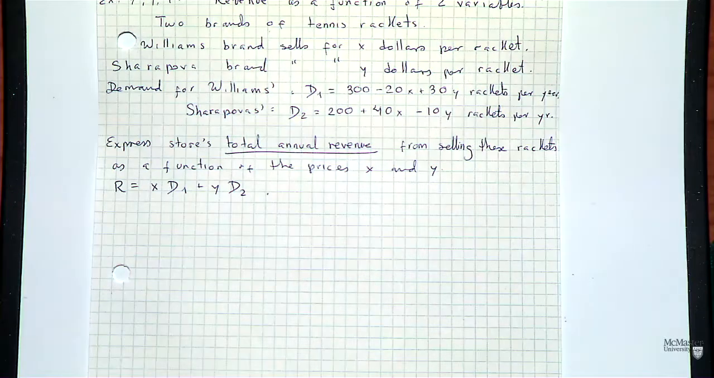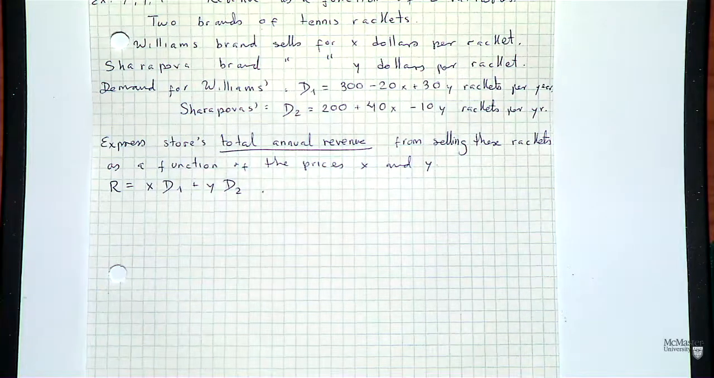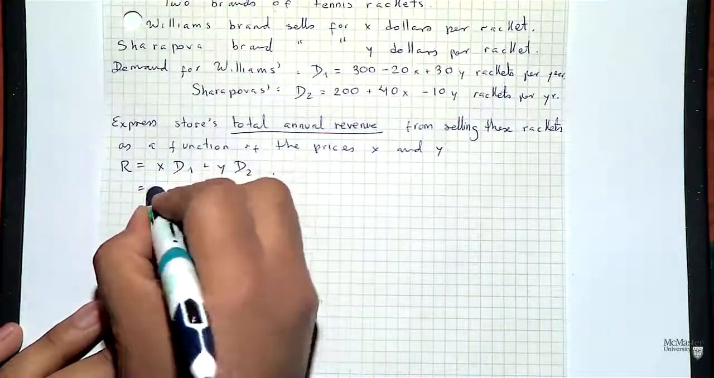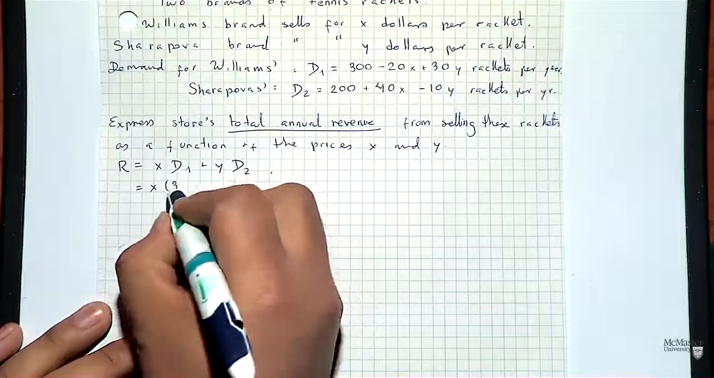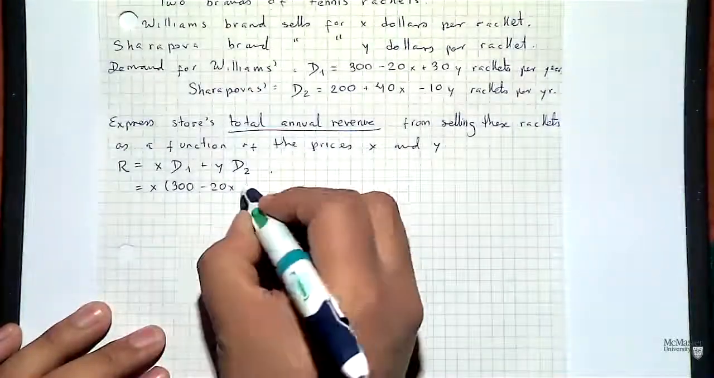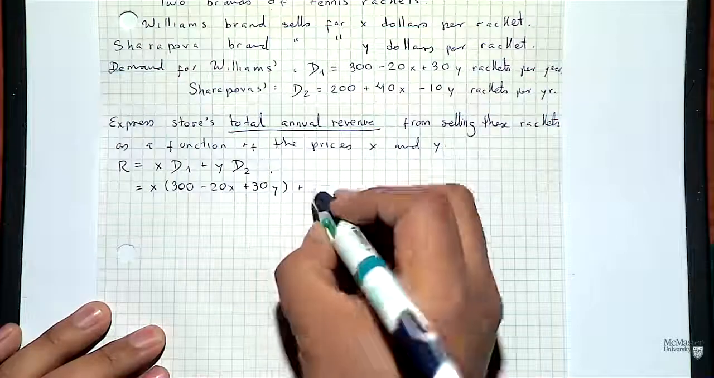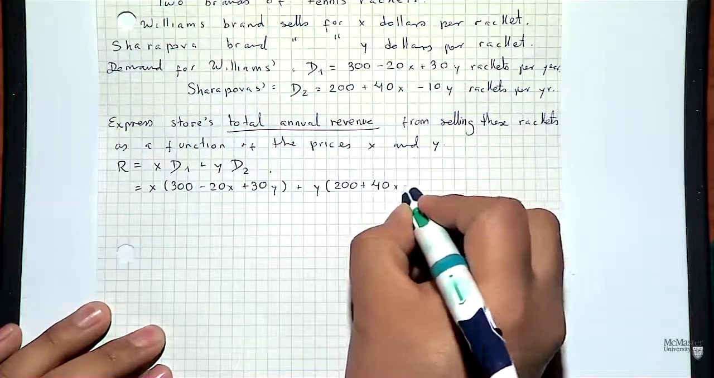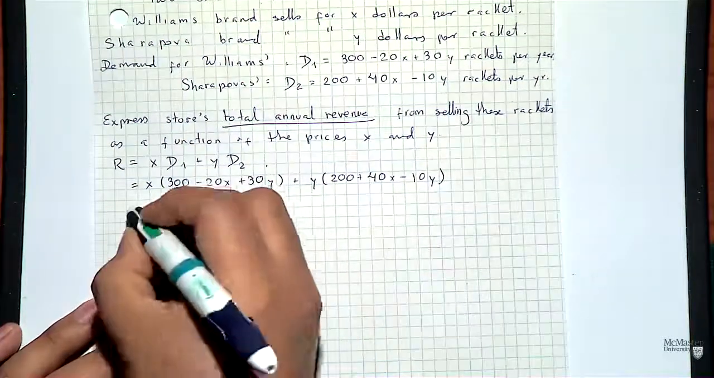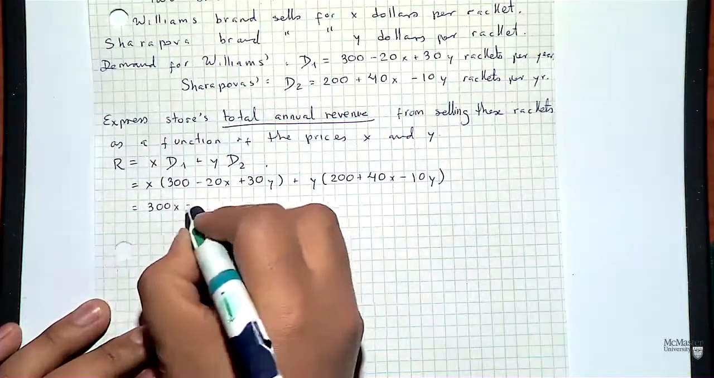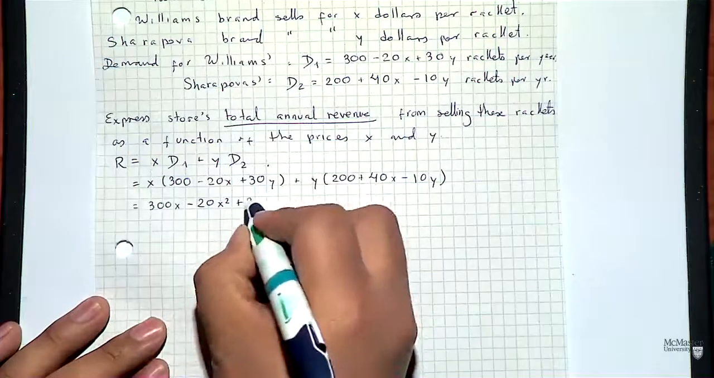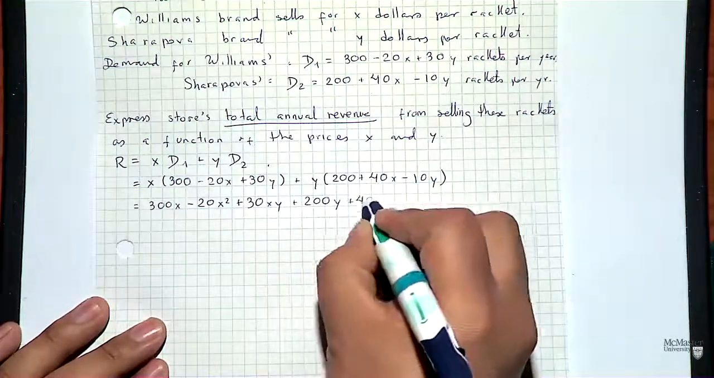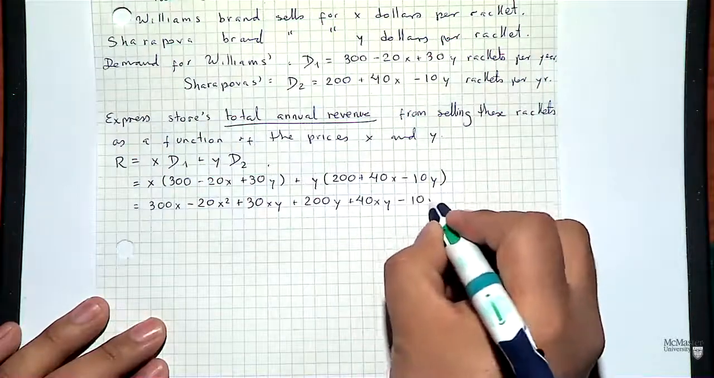So that's why we'll go from the units to the revenue. We'll just substitute. So this is x times d1, which is 300 minus 20x plus 30y, plus y times d2, which is 200 plus 40x minus 10y. So we have 300x minus 20x squared plus 30xy plus 200y plus 40xy minus 10y squared.